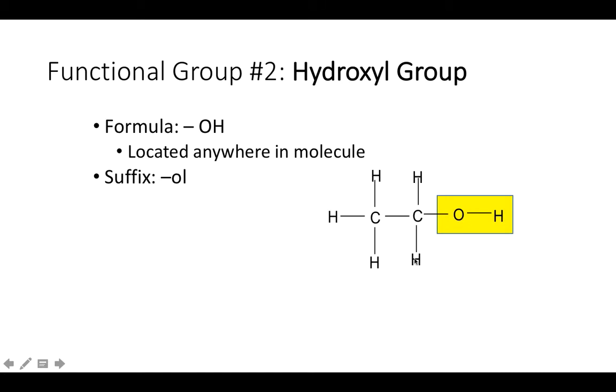Sometimes people call it an alcohol group, and that's because the suffix of the name will change. Instead of being an alkane, alkene, or an alkyne, we'll change the suffix from "-ane" to "-ol", or from "-yne" to "-ol", or "-ene" to "-ol". It'll end in "ol" as the suffix.